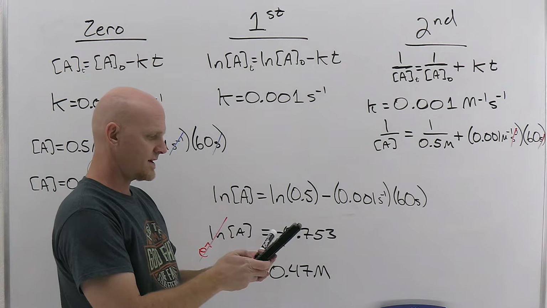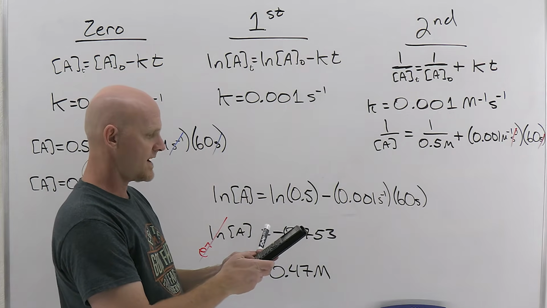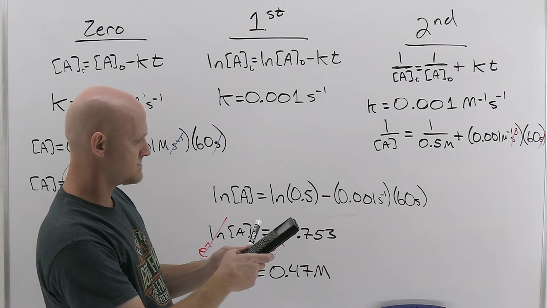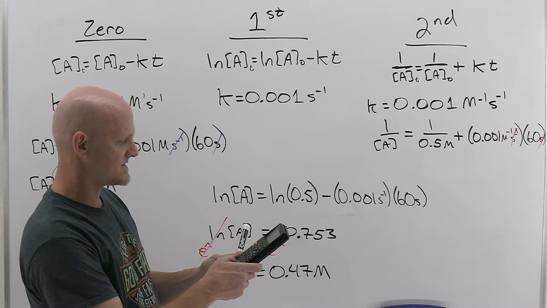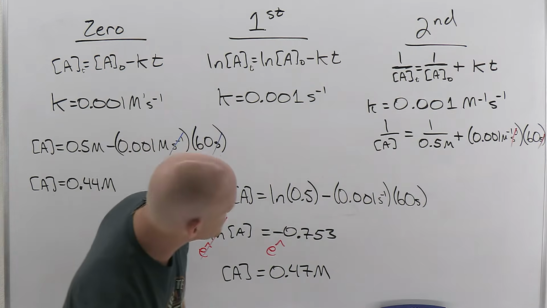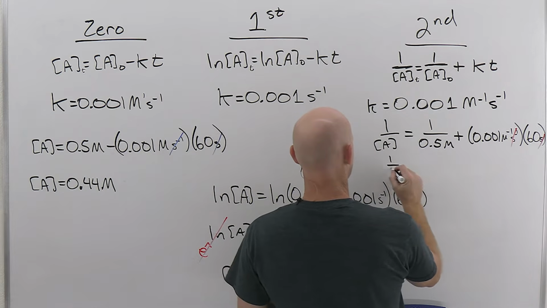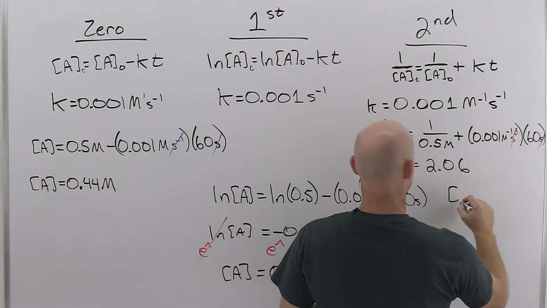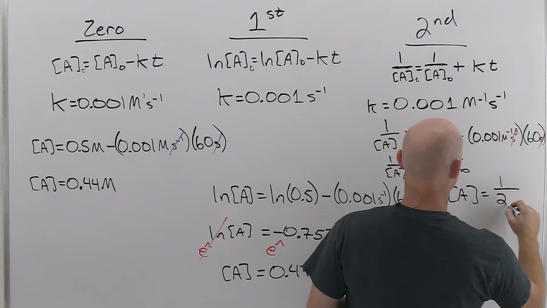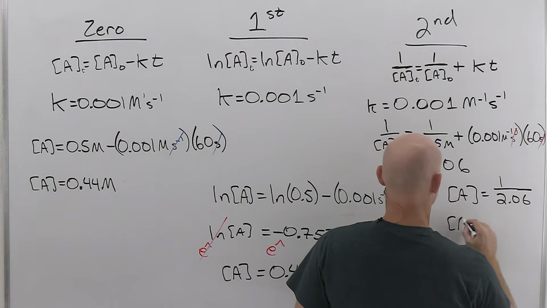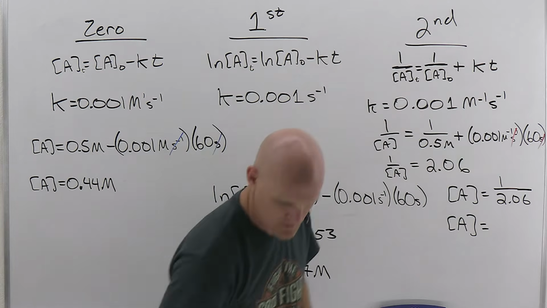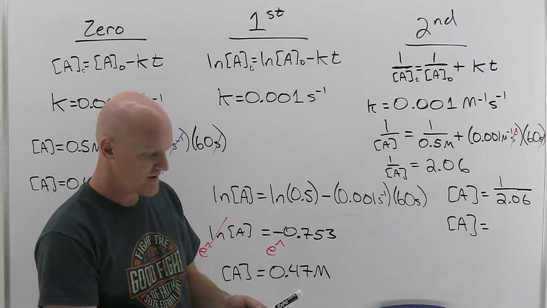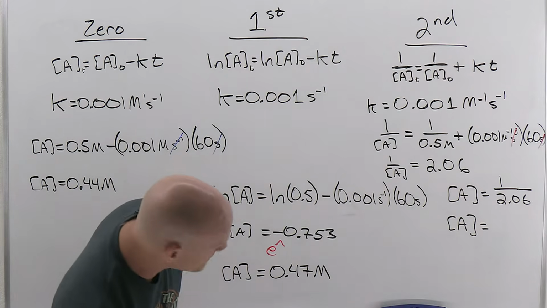And in this case, we're going to get 1 divided by 0.5 plus 0.001 times 60. We're going to get 2.06. So this means that 1 over the concentration of A equals 2.06. And therefore, A is equal to 1 over 2.06. Now let's see what that is. 1 divided by my last answer. We're going to get 0.4854, and I'll round that to 0.49.